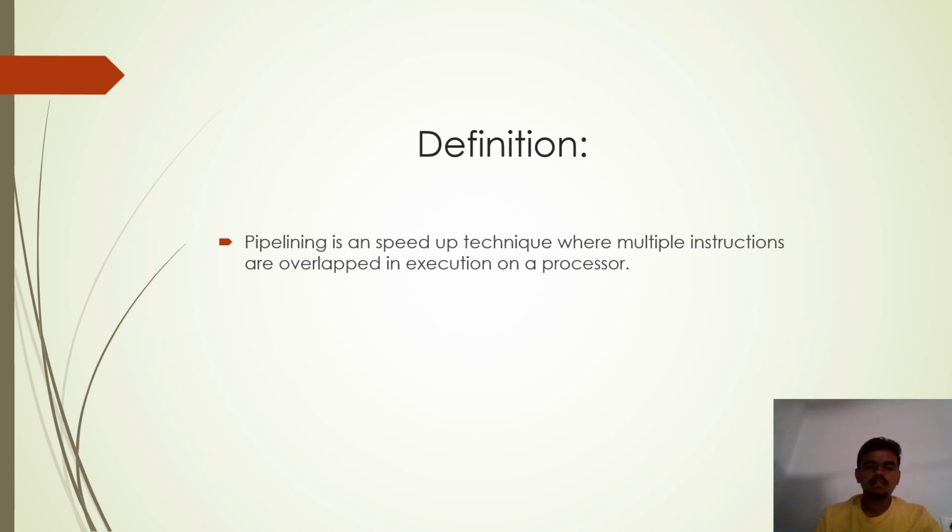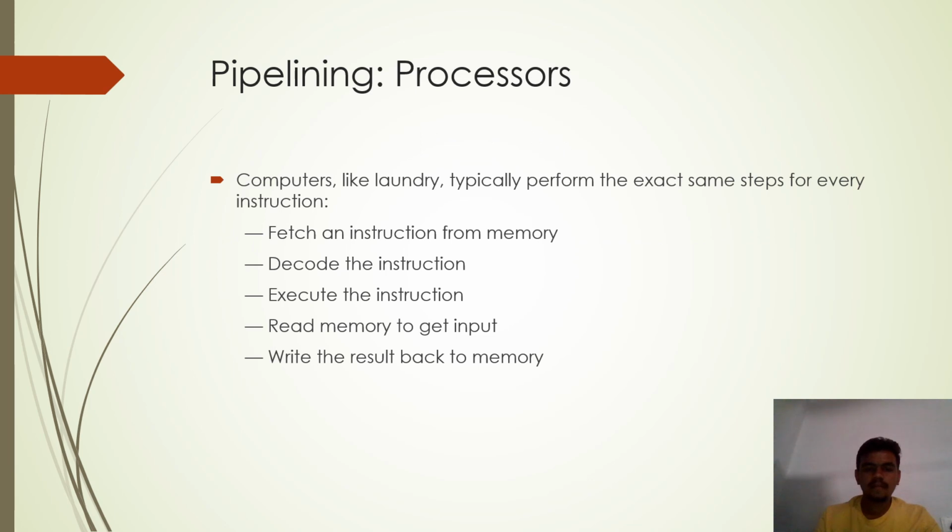Pipeline definition. Pipelining is a speedup technique where multiple instructions are overlapped in execution. Pipelined processors, like a computer's memory, follow the exact same script for every instruction: fetch an instruction from memory, decode the instruction, execute the instruction, read memory to get input, and write the result back to memory.